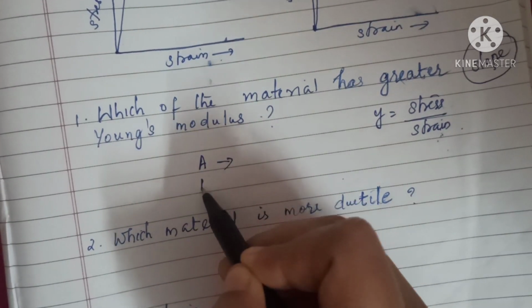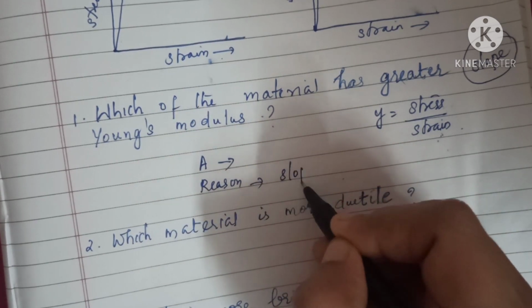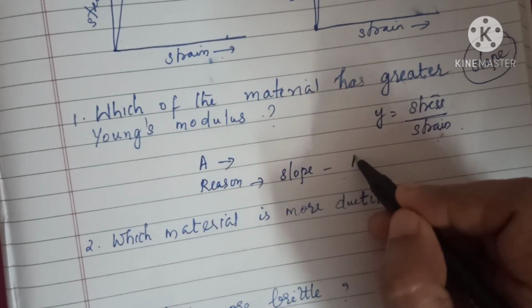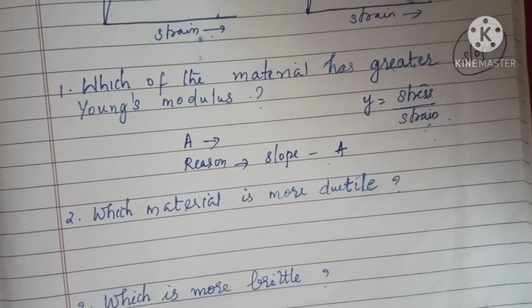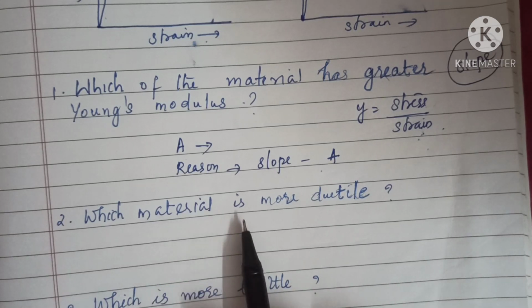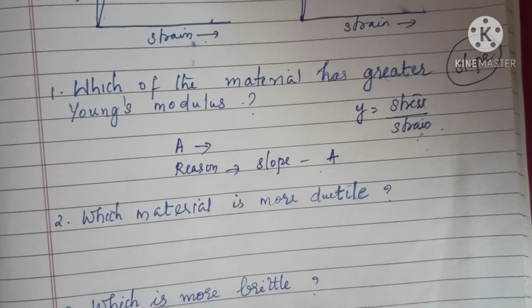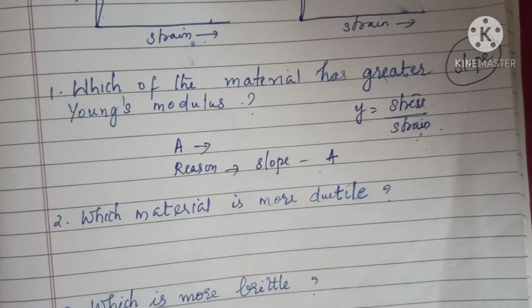So you have to write the reason also. What is the reason? The slope of the stress strain graph for material A is greater than that for B. Next is, which material is more ductile? You have studied two types of materials, brittle and ductile, in which ductile has a larger range of plastic extension and brittle means a small range of plastic extension.